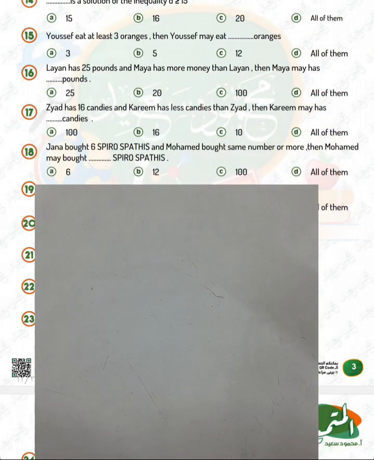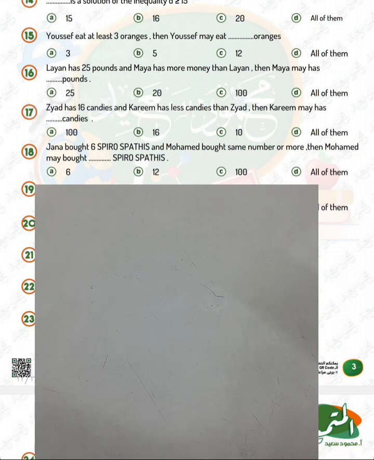Okay, solve with me again. Yusuf ate at least 3 oranges. Then Yusuf may eat what? At least 3 oranges. It will be 3 or 5 or 12, all of them. Lian has 25 pounds and Maya has more than Lian. Then Maya has how many pounds? It will be 100. Question 17.